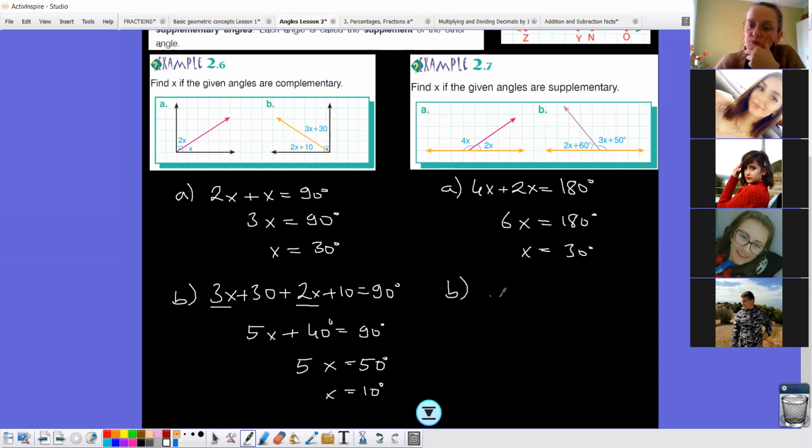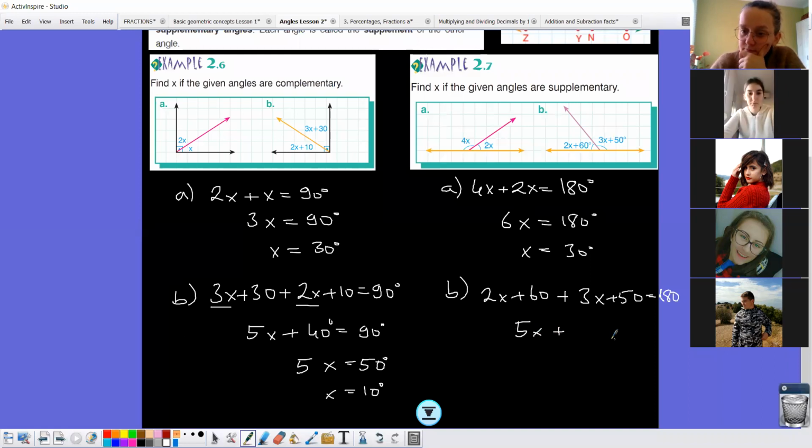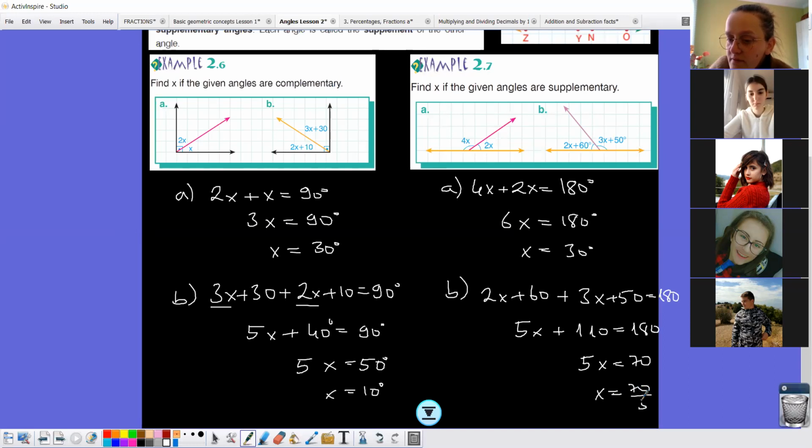For the second one, it will be, can I, teacher? Yes, Alexander. 2x plus 60 plus 3x plus 15 is equal to 180. Then 5x plus 75 is equal to 180, so 5x is equal to 105. X is 70 over 5. What is 70 over 5?